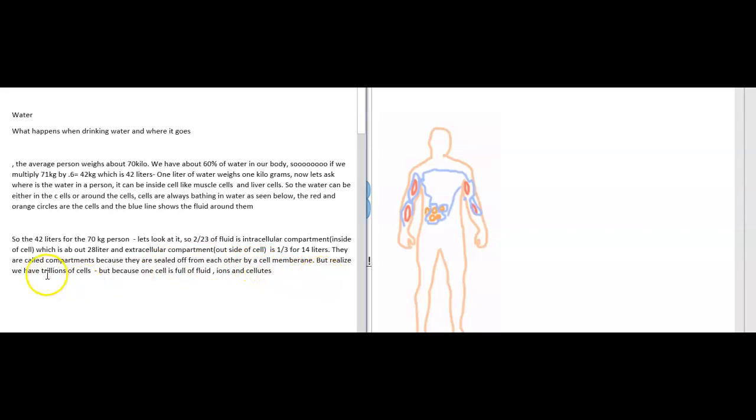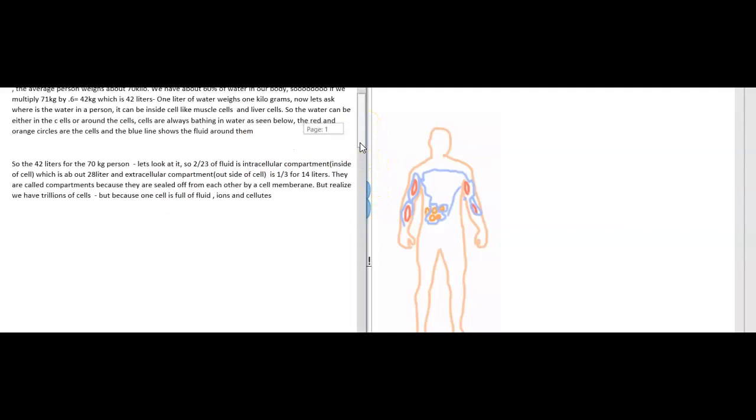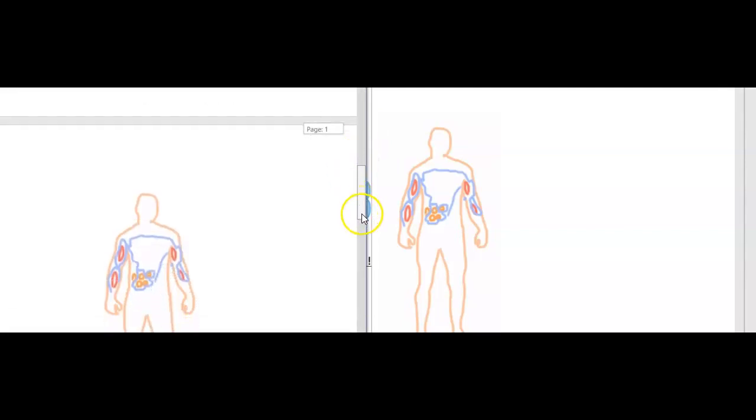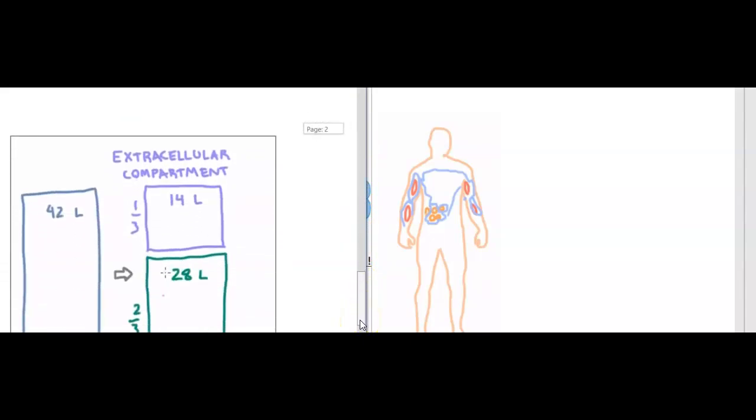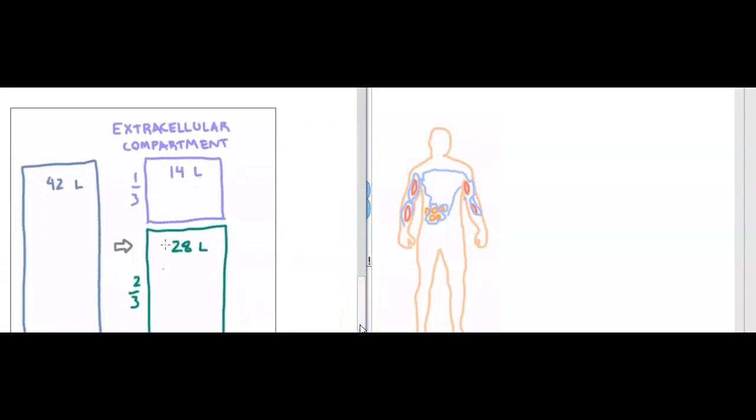But realize we have trillions of cells, and each one is full of fluid, ions, and electrolytes. I do have something else down here to show you. Here's my little guy again, but I just wanted to show you this little graph, of how the 42 liters is divided for an average person.